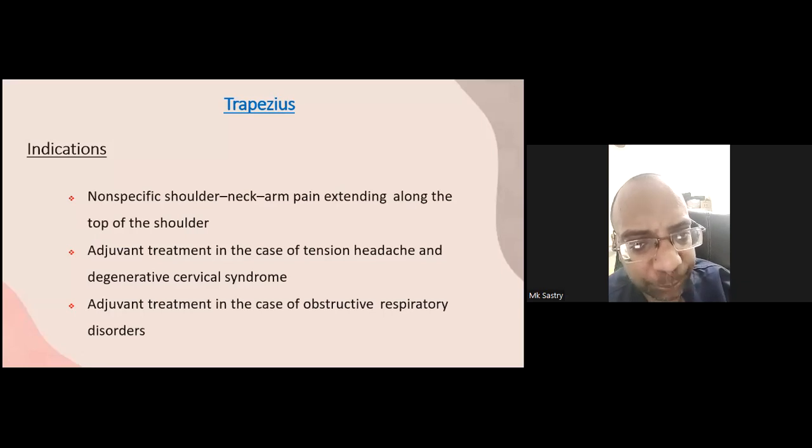Now you can say non-specific shoulder neck pain over here, trapezius muscles. You'll see a lot of pain here. Tension headache, degenerative cervical syndrome, treatment of the case of the obstructive respiratory disorder. You'll get a lot of symptoms like this. So what to do?